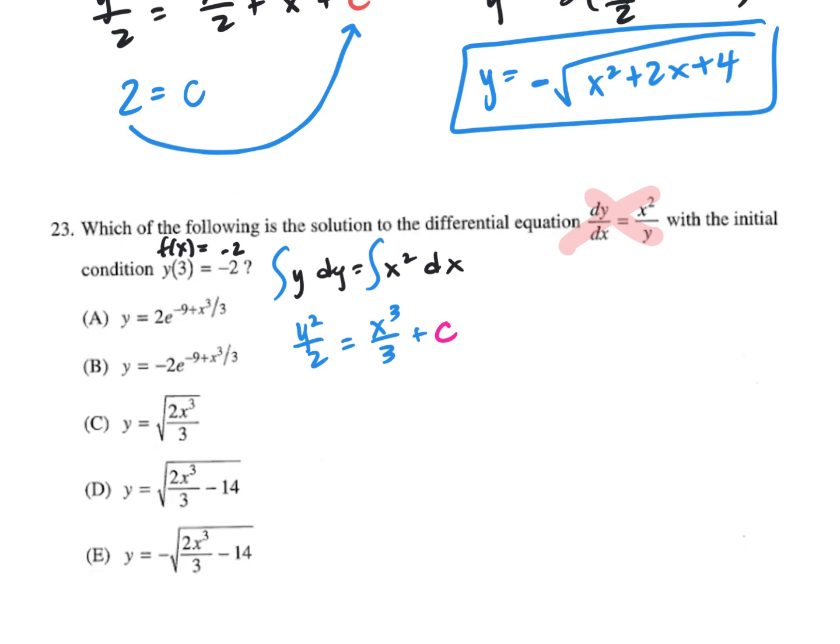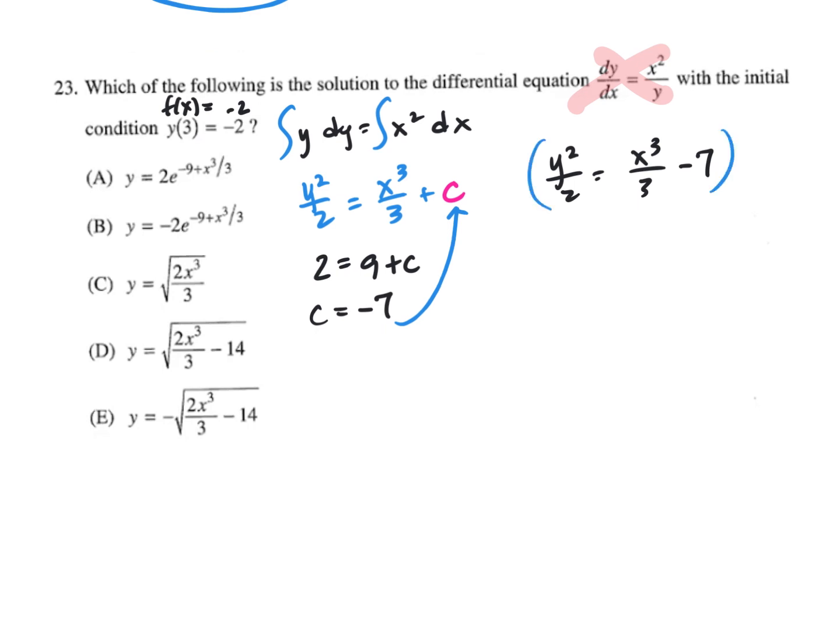That's still going to get me 2 over here. 3 in for my x would get me what right here? 27 over 3 is 9. Very good. What's my constant then? -7. You guys, we go plug my constant back in, and we go get y by itself. So we got y squared over 2 is x cubed over 3 minus 7.